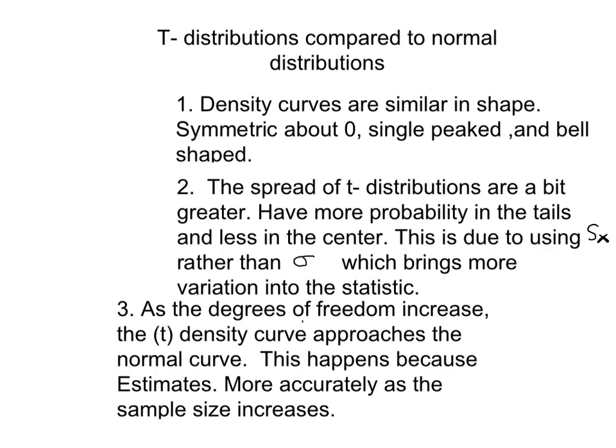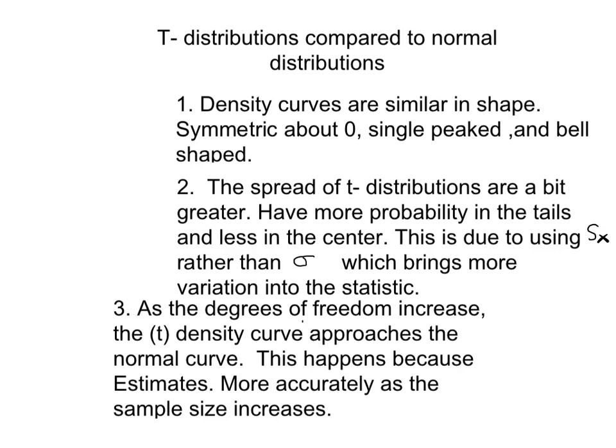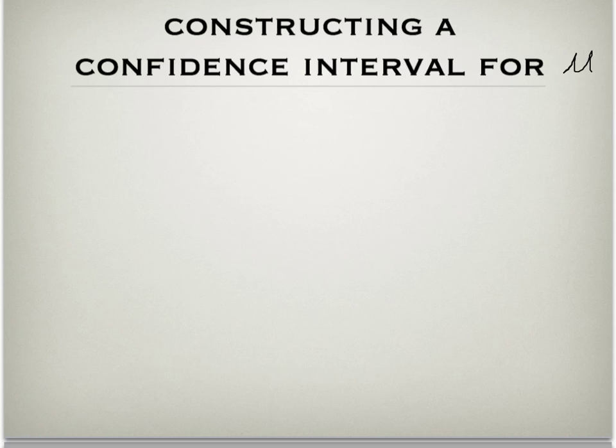And as the degrees of freedom increase, the t-density curve approaches the normal curve. This happens because the sample standard deviation estimates the population standard deviation more accurately as the sample size increases. Now we're going to discuss constructing a confidence interval for the population mean.